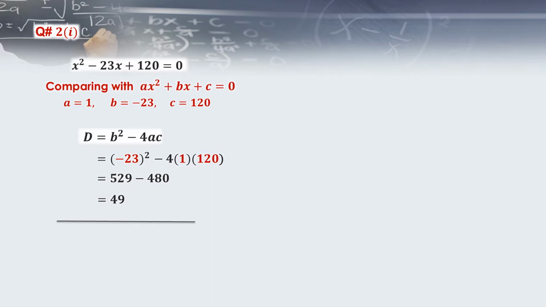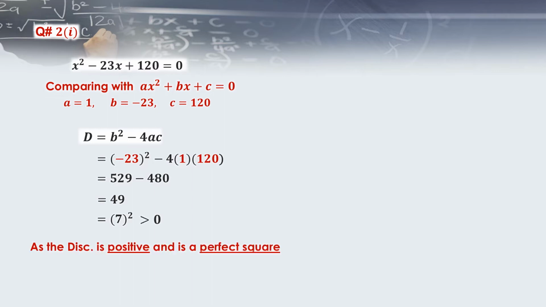But for now, we have to further discuss the value of the discriminant to decide the nature of the roots. Coming back to the point, the discriminant is 49, which is a positive number and a perfect square of 7. As we know, when the discriminant is positive and a perfect square, the roots are real, rational, and distinct.